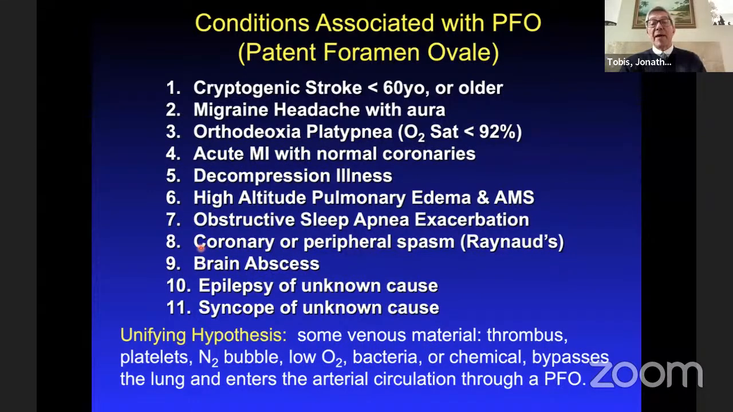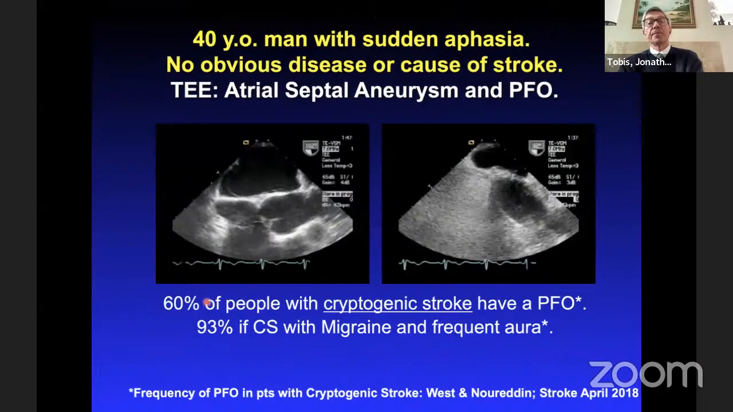coronary or peripheral spasm, and I'll show you a case of that. There can be brain abscess just from the right to left shunt. And then there are some reports of epilepsy of unknown cause having a higher frequency of PFO, or syncope of unknown cause. And the unifying hypothesis is that some material, either thrombus, platelets, nitrogen bubbles, low oxygen, bacteria, or other chemicals, bypass the lungs and enters the arterial circulation through the PFO.